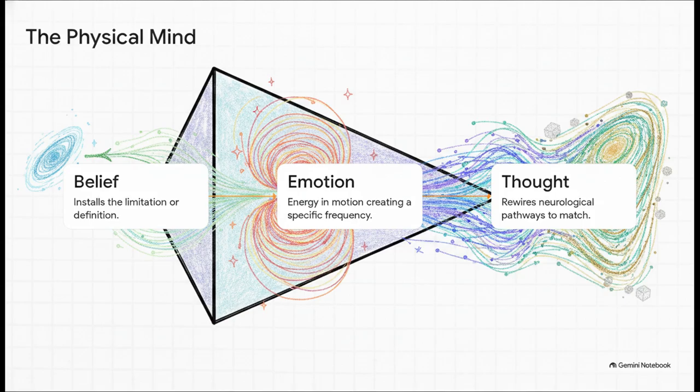Let's trace it. It always starts with a belief or a definition that you hold. That definition then generates an emotion, which is simply energy in motion, creating a specific frequency. That emotion then literally rewires your neurological thought patterns to align with it. Finally, you behave according to this alignment, and that culminates in the exact physical reality you experience. So, the takeaway here? If you want to change your reality, you have to trace the cascade all the way back to that foundational definition you hold to be true.